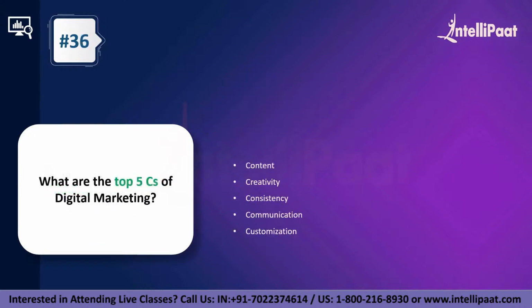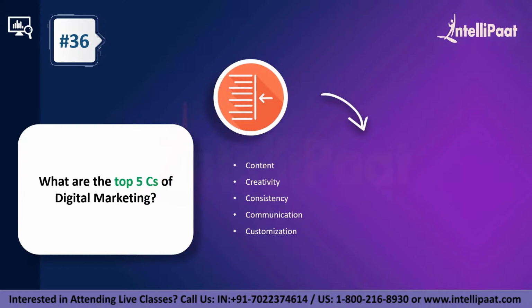Now, the next question states, what are the top 5 C's of digital marketing? Well, the top 5 C's, as we call it, depend on very important factors that play a huge role in digital marketing. They are content, creativity, consistency, good communication, and of course, customization as well. Whenever you talk about this, there's no order in answering these, but do talk 1 or 2 lines about what each of them mean.